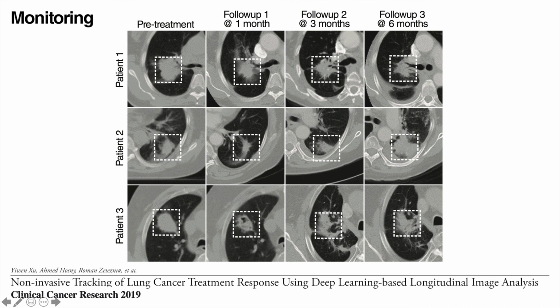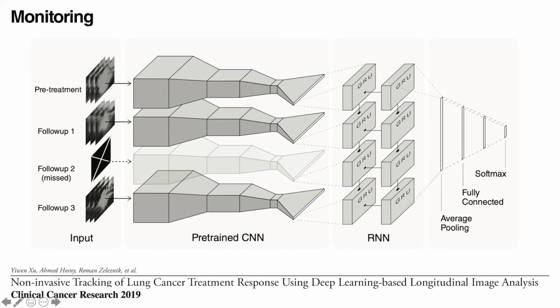But also, of course, we can monitor changes over time. So this is a study that we published last year where we investigated how the tumor is changing over time, and can we use deep learning to quantify this. And you see here examples of 3 different patients, with 3 pre-treatment images and then the first, second, and third follow-up. And what you can see there is the illustration of the box that was given to the deep learning network to predict response rates. So we used a CNN RNN combination to integrate that data for all the patients together.